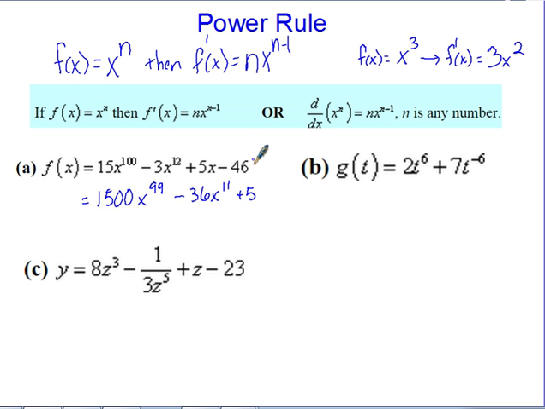The derivative of a constant is what? 0. So then the derivative of minus 46 is what? 0. Do you think I have to write plus 0? No. So guess what? That's it. That's my derivative. My derivative is 1500 x to the 99th power minus 36 x to the 11th plus 5. You okay with that? Yes.